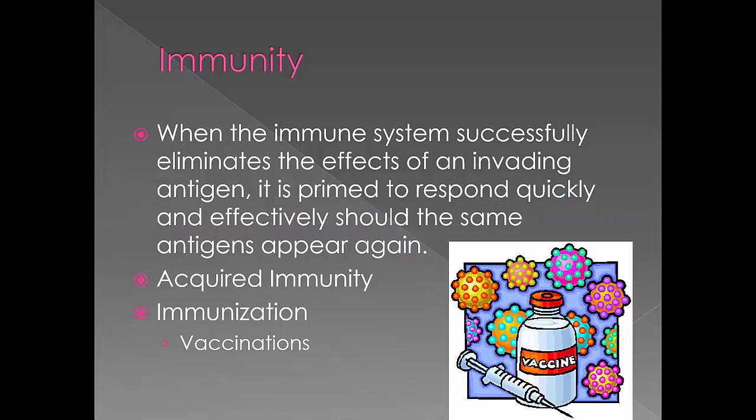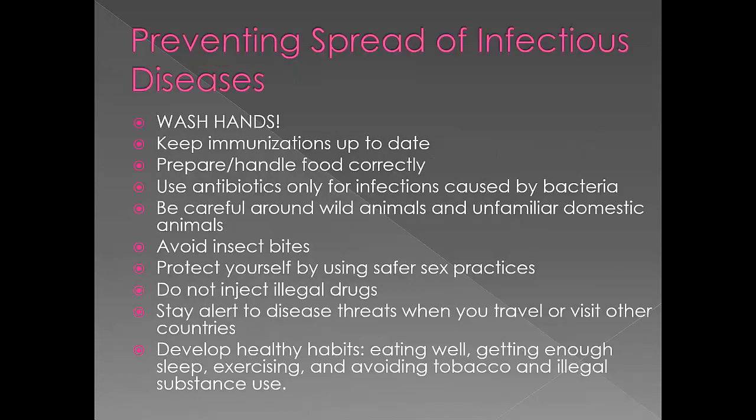Immunity. When the immune system has successfully eliminated the effects of an invading antigen, it is primed to respond quickly and effectively should the same antigen appear again. We can have acquired immunity, which occurs after an infection, or we can have immunizations, which come from shots like vaccinations.